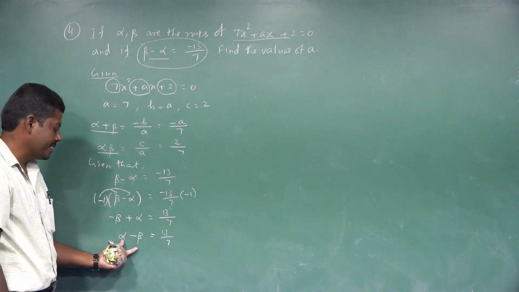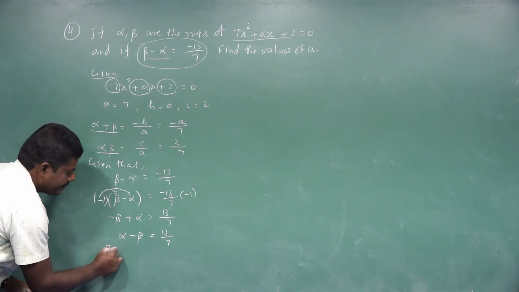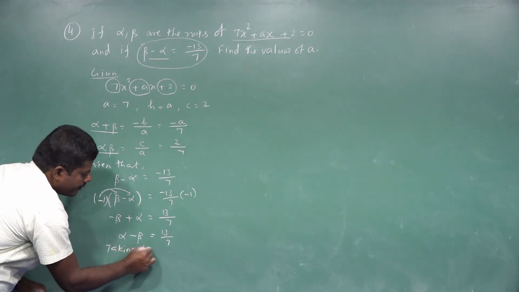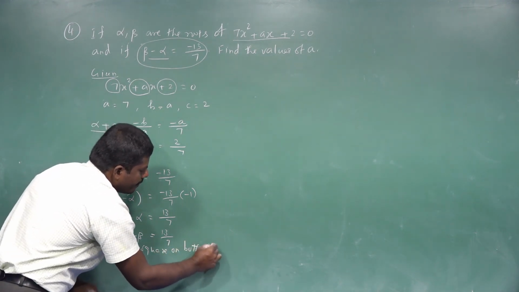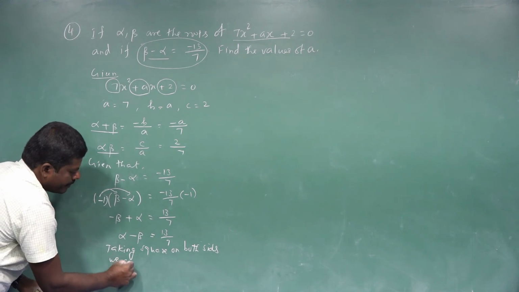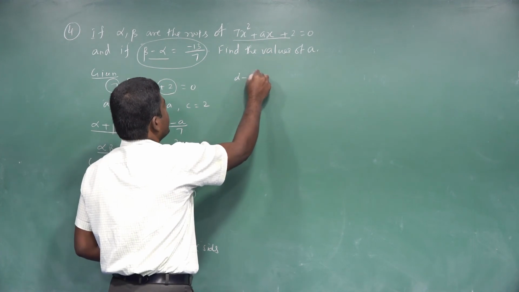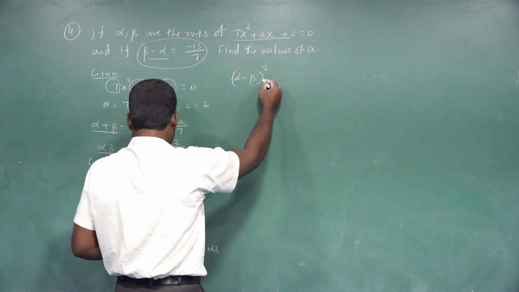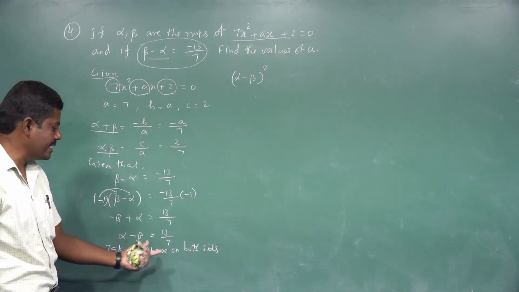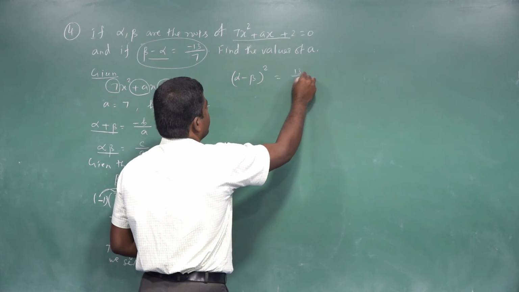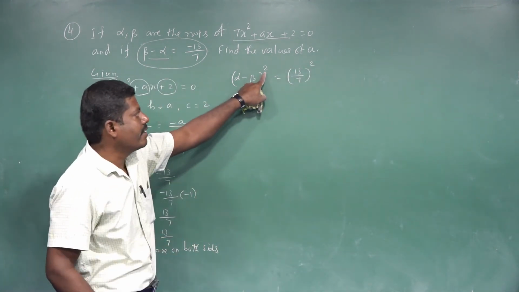So for this purpose, we can take square on both sides. Understand? Taking square on both sides, we get: left side, alpha minus beta the whole square; right side, 13 divided by 7 the whole square.